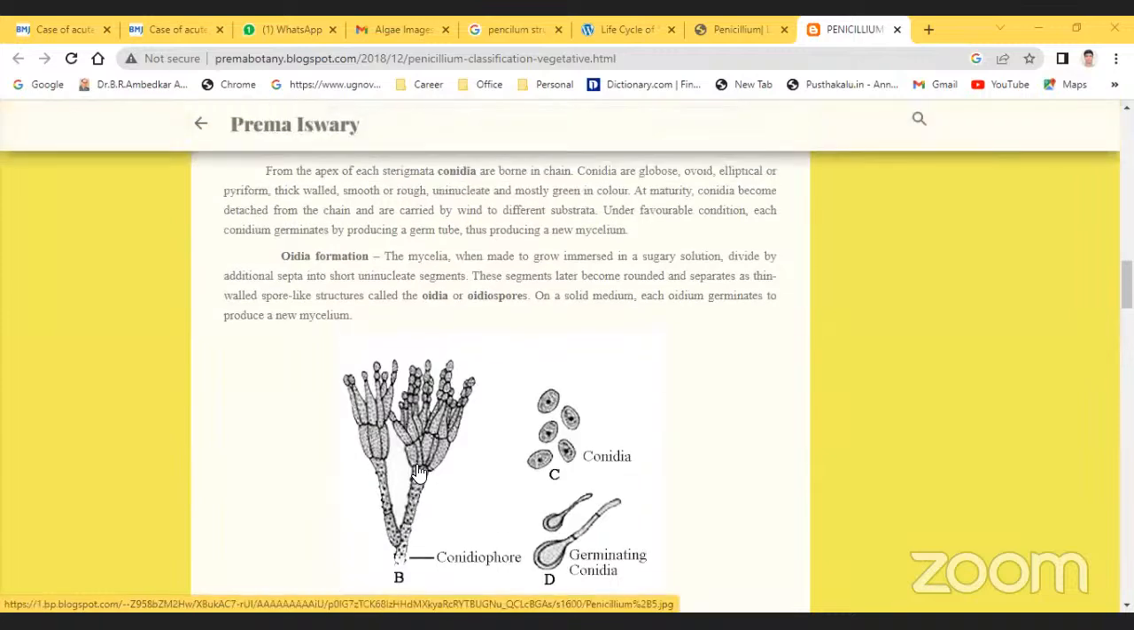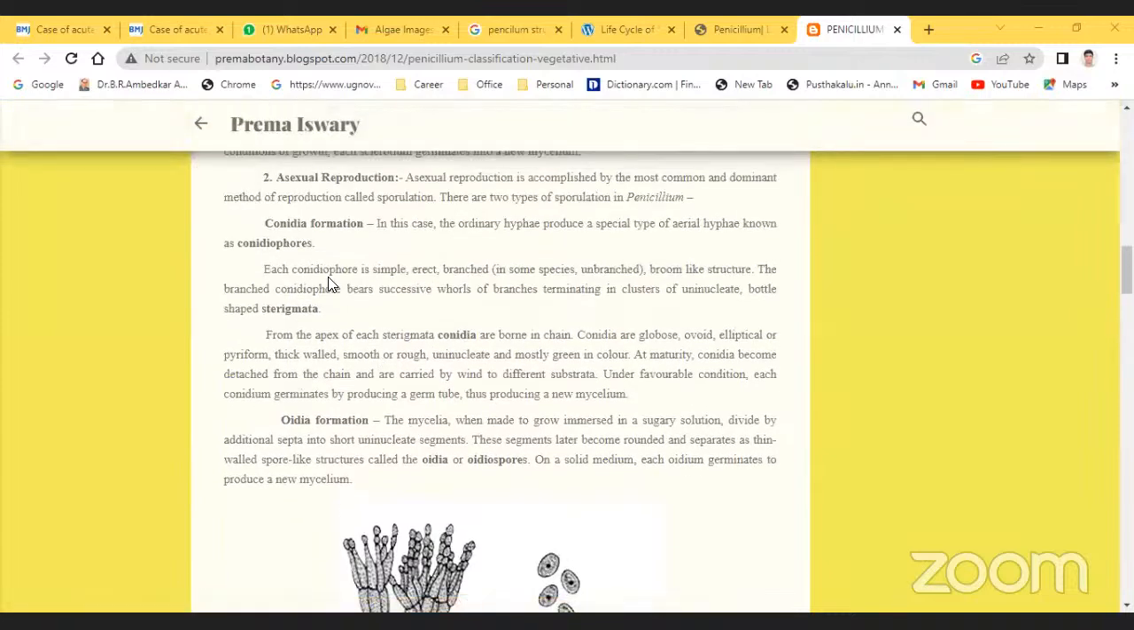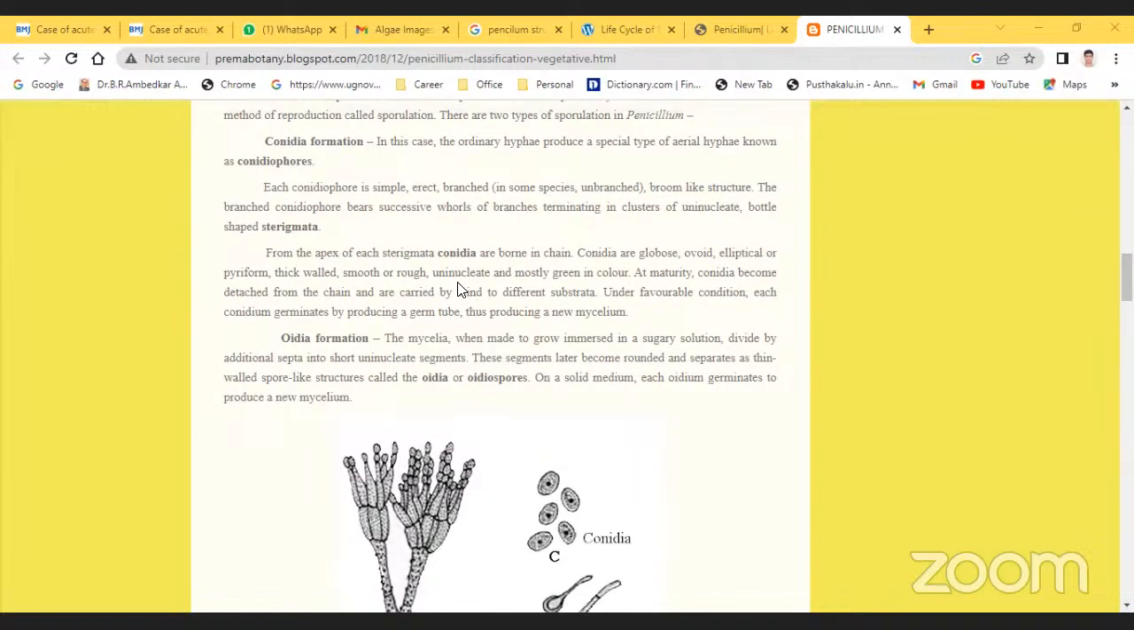Each conidiophore is simple, erect, branched. In some species, unbranched also. So it is a broom-like structure. What is the meaning of broom? Broom, cheepiri.